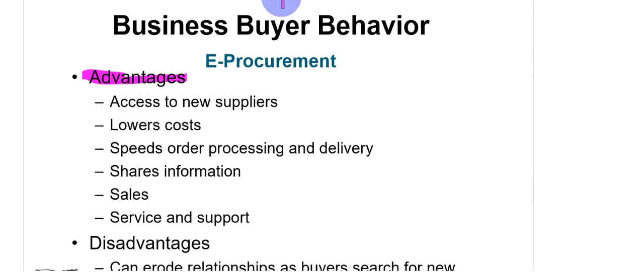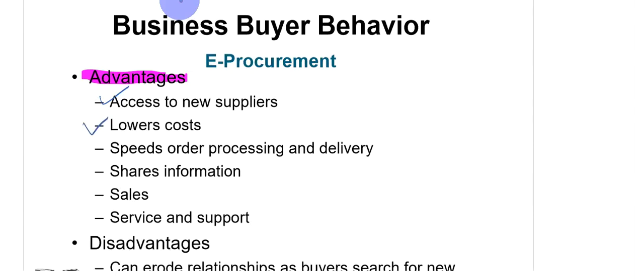So first of all, we will see the advantages. The first advantage of online purchase is access to new suppliers. It means we have different suppliers in our mind, but when we go to online purchase, we may get so many suppliers, so we can have access to new suppliers which are not near our geographical location, but we can make orders and get good products.